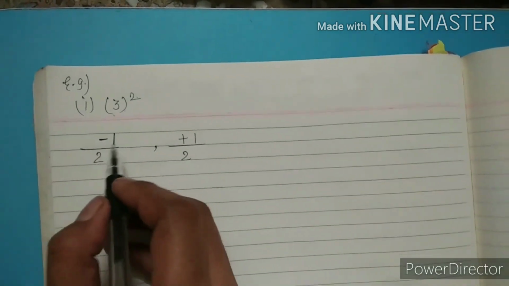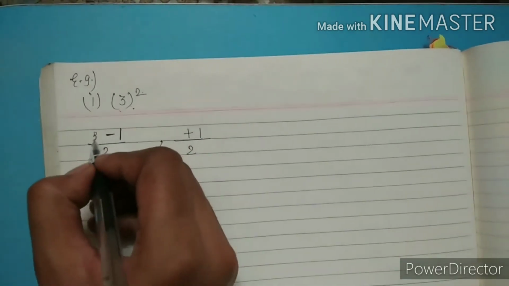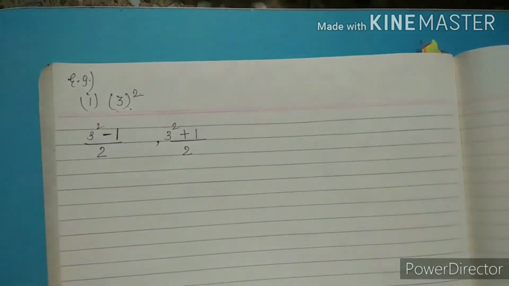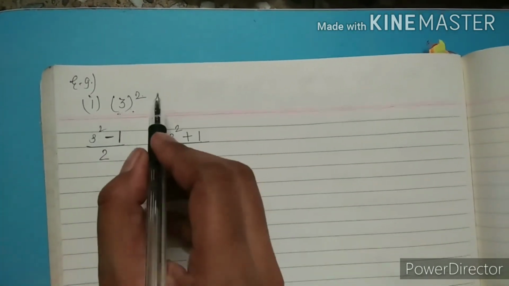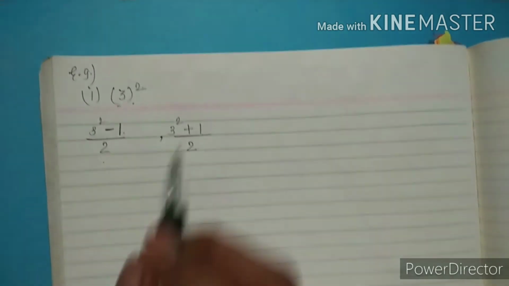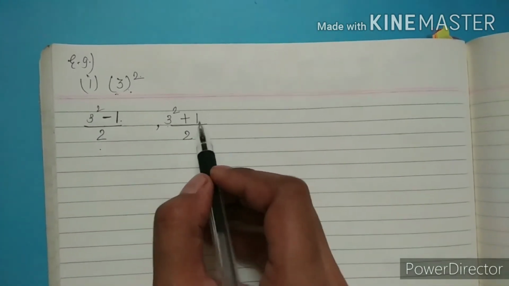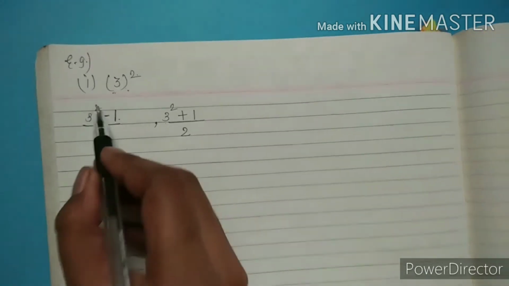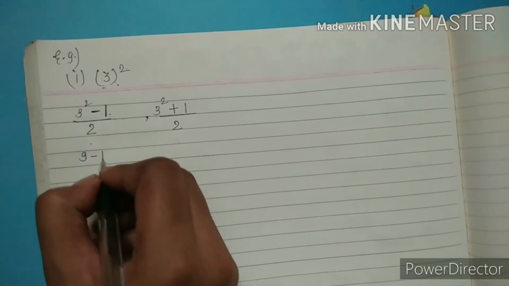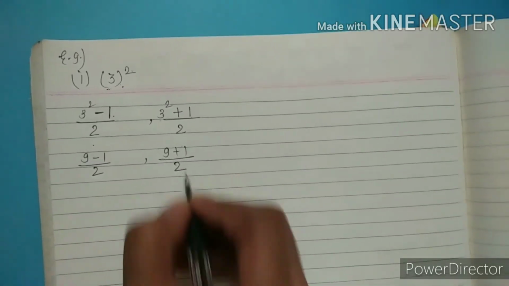Where do we have to subtract 1 and where do we have to add 1? In the quotient. In the quotient is 3 square. So in the quotient, we subtract 1 and divide by 2 one time, and next time we add 1 to the quotient and divide by 2. 3 square is 9, minus 1, divide by 2. 3 square is 9, plus 1, divide by 2.